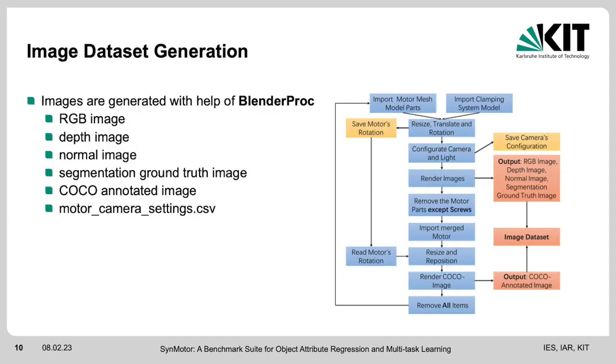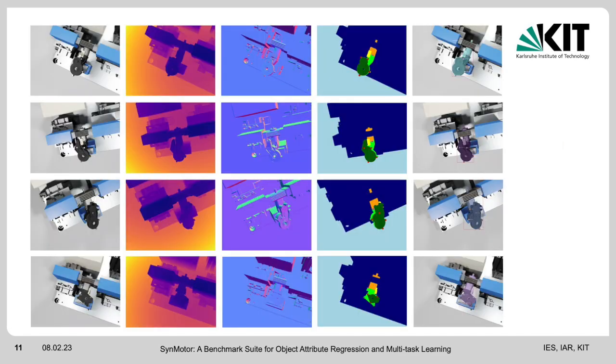BlenderProc is used to generate RGB images and corresponding depth images, normal images, and segmentation ground truth images. Detection ground truth of bounding boxes of motor and screws are also provided. This is the workflow for how we generate the images. The rotation and position information of camera and motor are saved. Here are some demos from our image dataset.